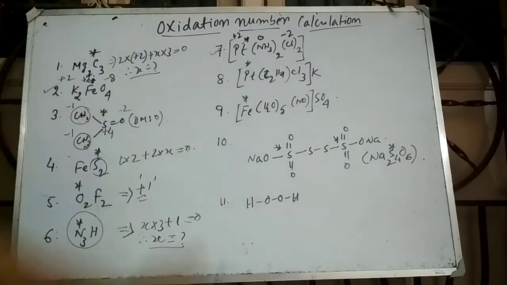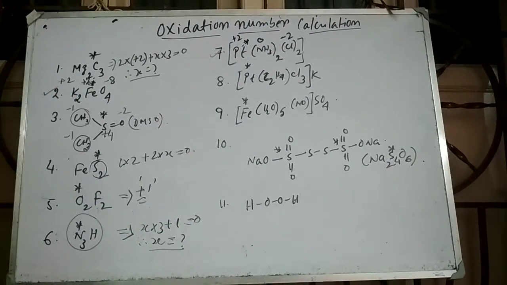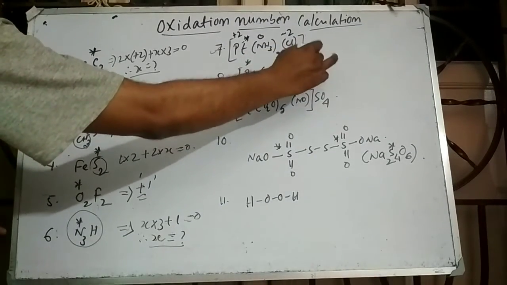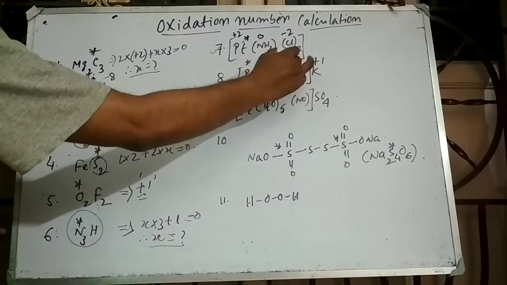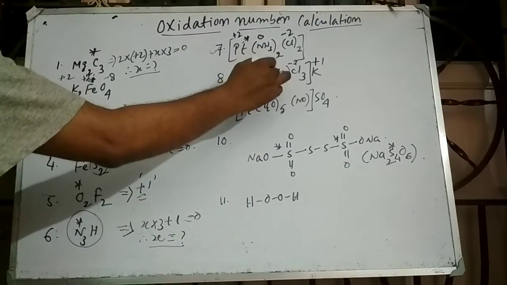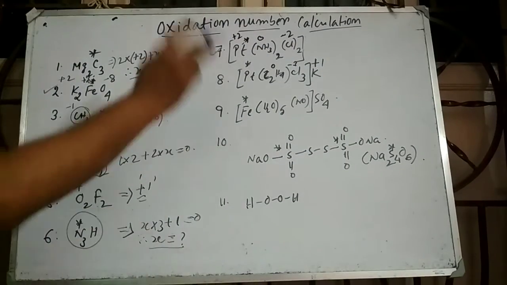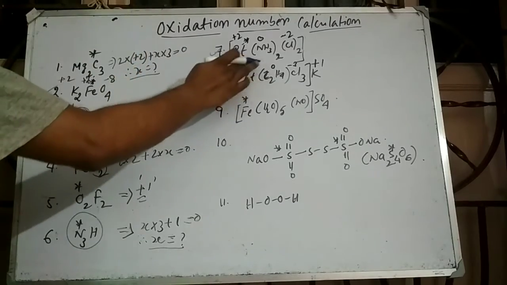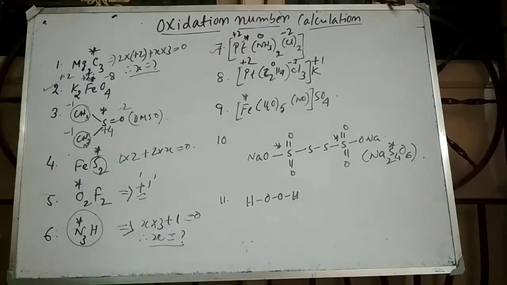The K[PtC2H4Cl3] salt is known as Zeise's salt, which is important. Potassium is plus 1, Cl is a negative ligand, so this is minus 3, and C2H4 is a neutral ligand, so this is 0. The overall oxidation number summation is 0. So platinum is plus 2.